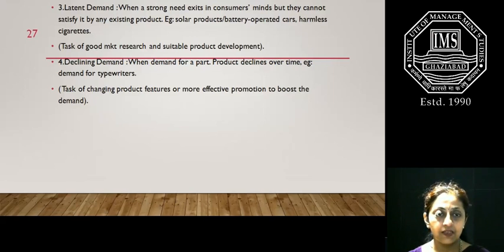In case of declining demand, if the demand for a particular product declines over a passage of time, say for example, demand for typewriters does not exist anymore, so what can a marketing manager do? In such cases, the task is changing product features or more effective promotion to boost the demand.